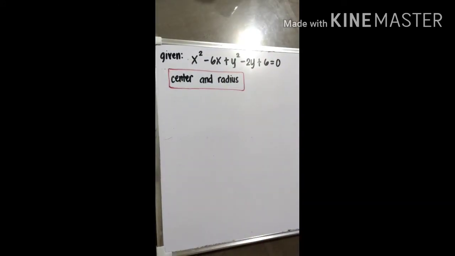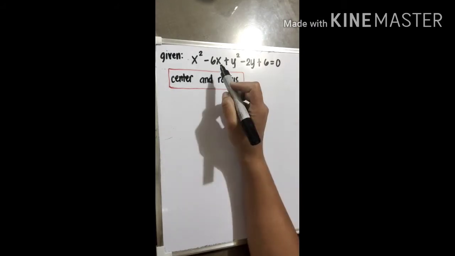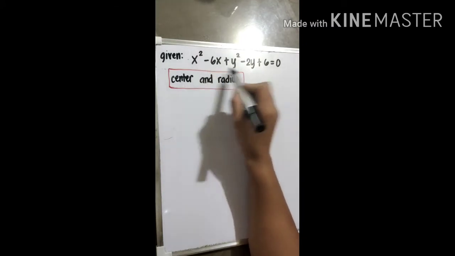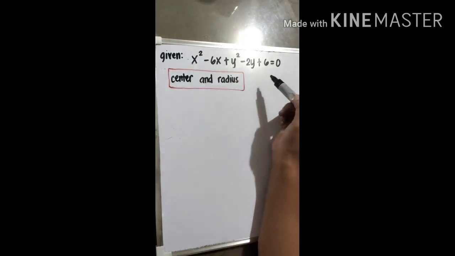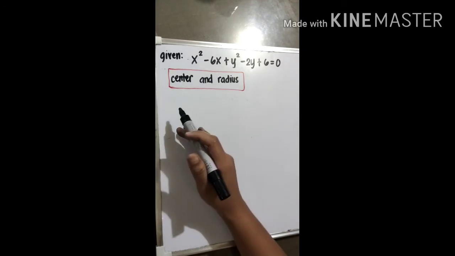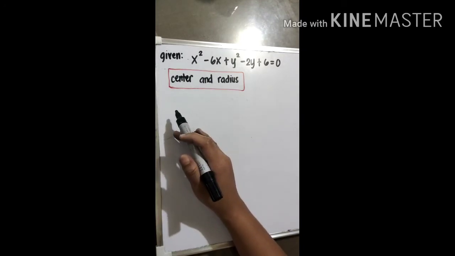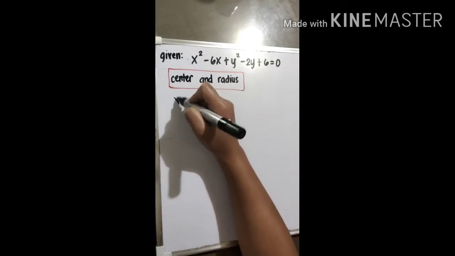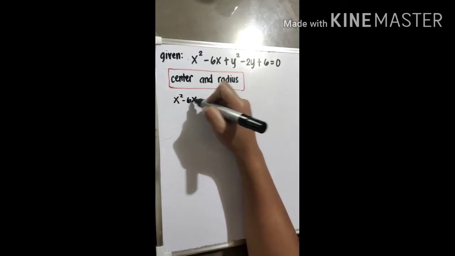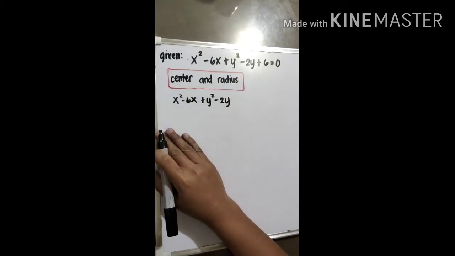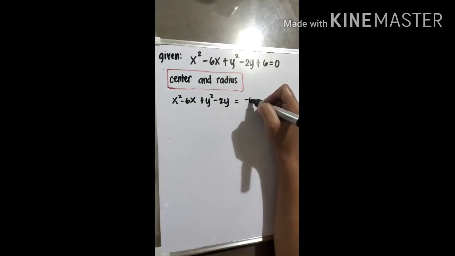So we will be doing the process now of completing the square, but before that we have to first separate all those terms in our equation which have the variables on the left side of our equation, and all those terms which do not have a variable on the right side of our equation. So we end up having x squared minus 6x plus y squared minus 2y on the left side of our equation, and negative 6 on the right side.